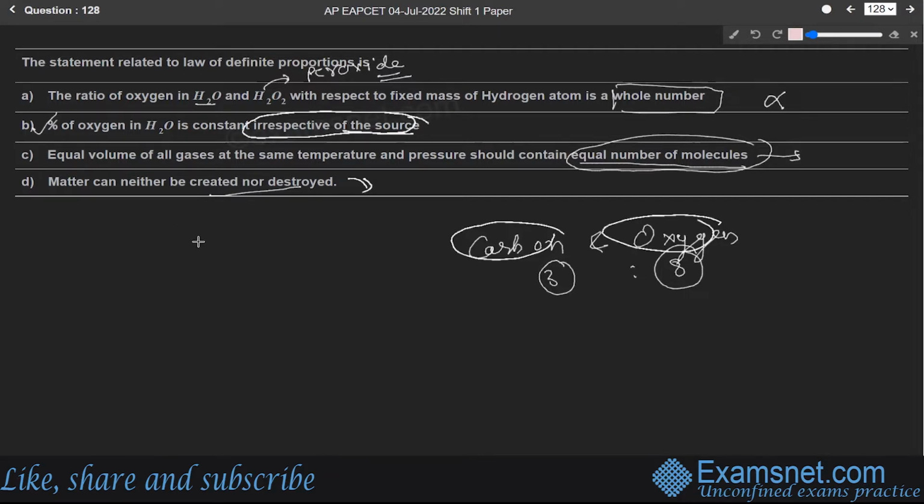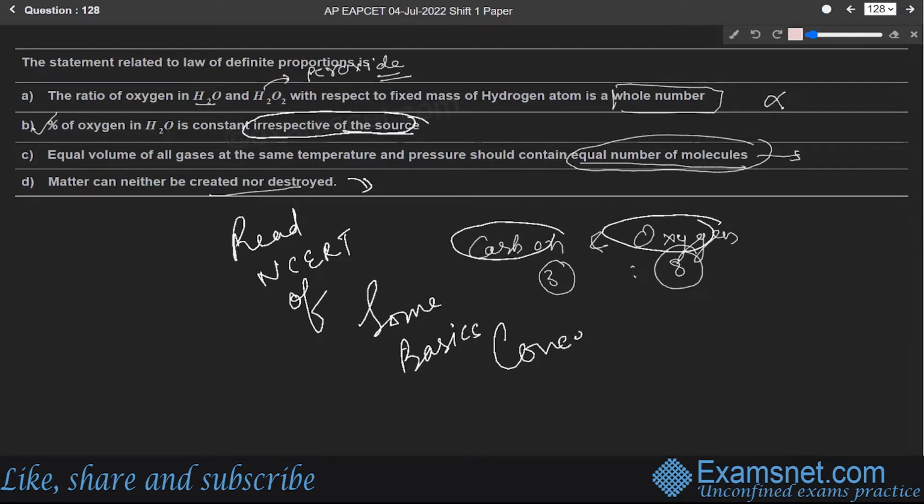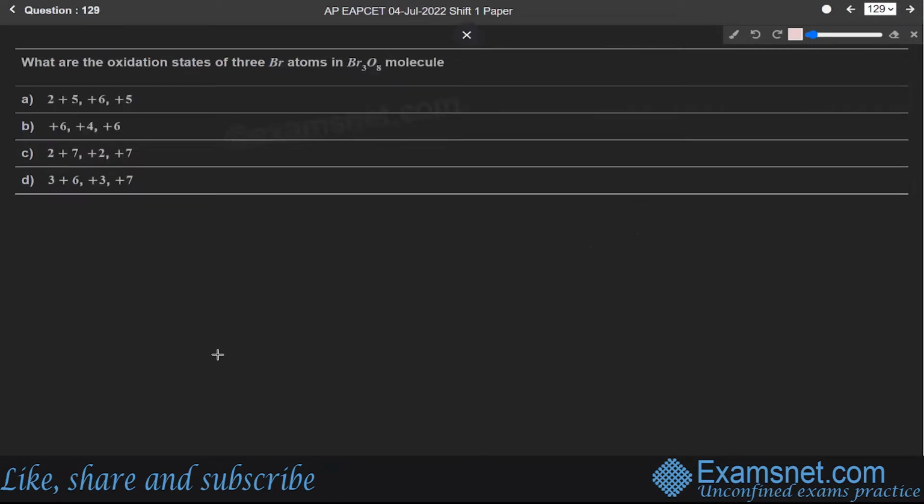Again, I prefer that you read NCERT, some basic concepts of chemistry. At least for this law, I'll suggest you read the starting 3 pages because that would cover all your laws. Okay, so next question.